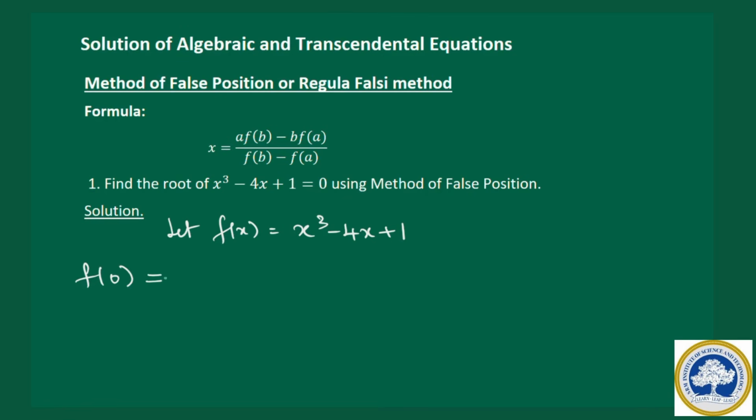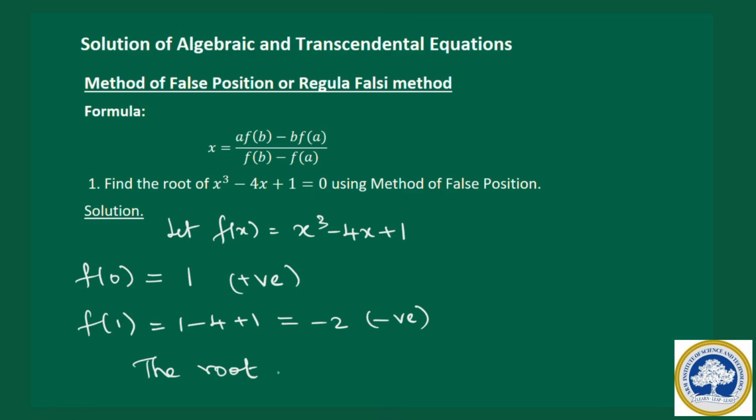That is, we start from f of 0. So 0 minus 0 plus 1 is 1. Next f of 1 is 1 minus 4 plus 1 means this is minus 2. So this gives you positive value and this gives you negative value. So obviously the root lies between positive and negative, and hence the root lies between 0 and 1. So out of these two, let us take this as A and this as B.